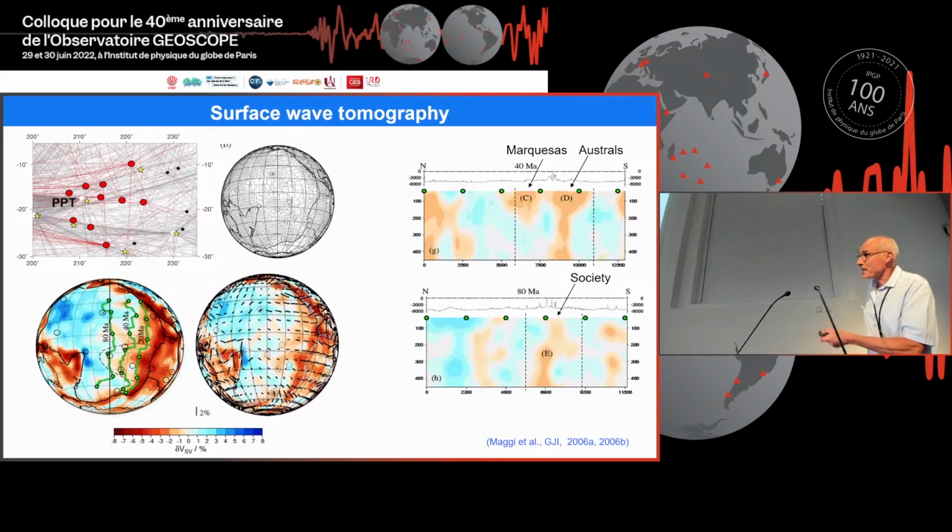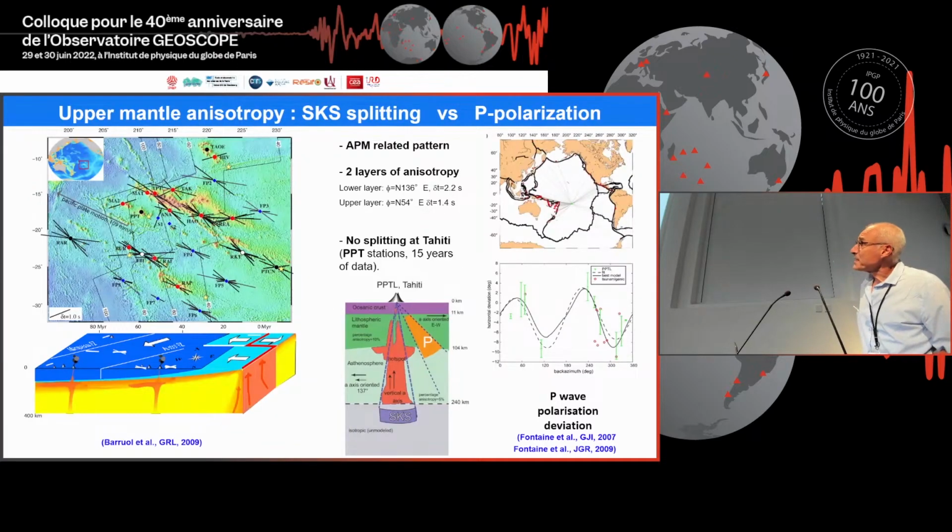She also made some anisotropic inversion, which was dominated by the motion of the plate. We investigated the anisotropy at higher resolution with SKS splitting, at terrestrial and ocean bottom stations, and we retrieve this northwest-southeast trending anisotropy that suggests a strong link with plate motion in this area. We retrieve this APM-related pattern in some places, with some scattering in other regions that suggests the presence of two layers of anisotropy.